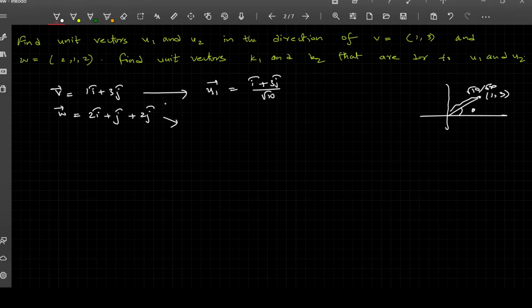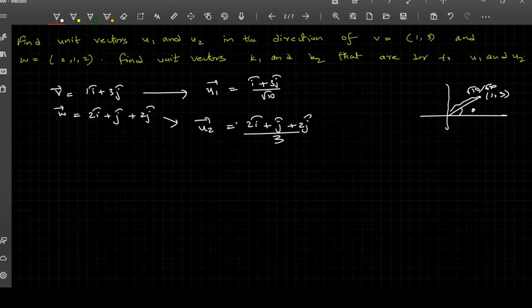And coming to the second one, 2 i cap plus j cap plus 2 k cap, it's again the same thing. So this is u2 cap: 2 i cap plus j cap plus 2 k cap divided by the magnitude, that is root over 4 plus 4 plus 1. So that is 3. So this is a unit vector, and we have come to these conclusions.